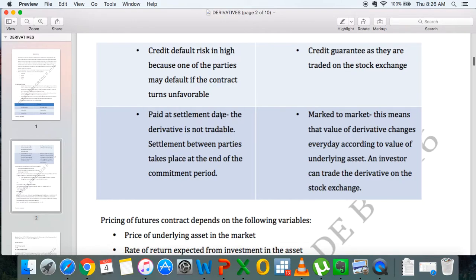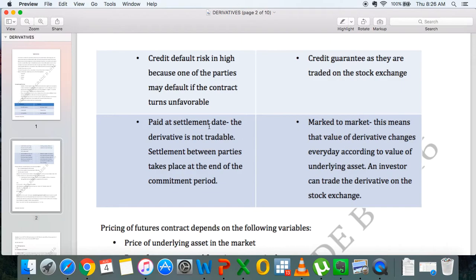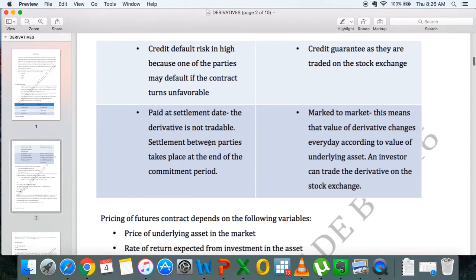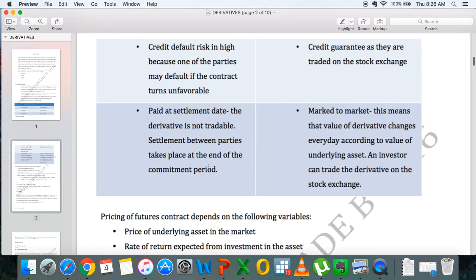Now, the payment is made at the settlement date. The derivative is not tradable. You cannot trade it on the stock exchange. You can only trade it between yourselves, with some third party, but not on the stock exchange. So settlement between parties normally takes place at the end of the commitment period. This is what happens in a forward contract. But in a future contract, it's otherwise. The value of the derivative changes every day according to the value of the underlying asset. Because it's trading on the stock exchange, the value of the derivative is changing every day.